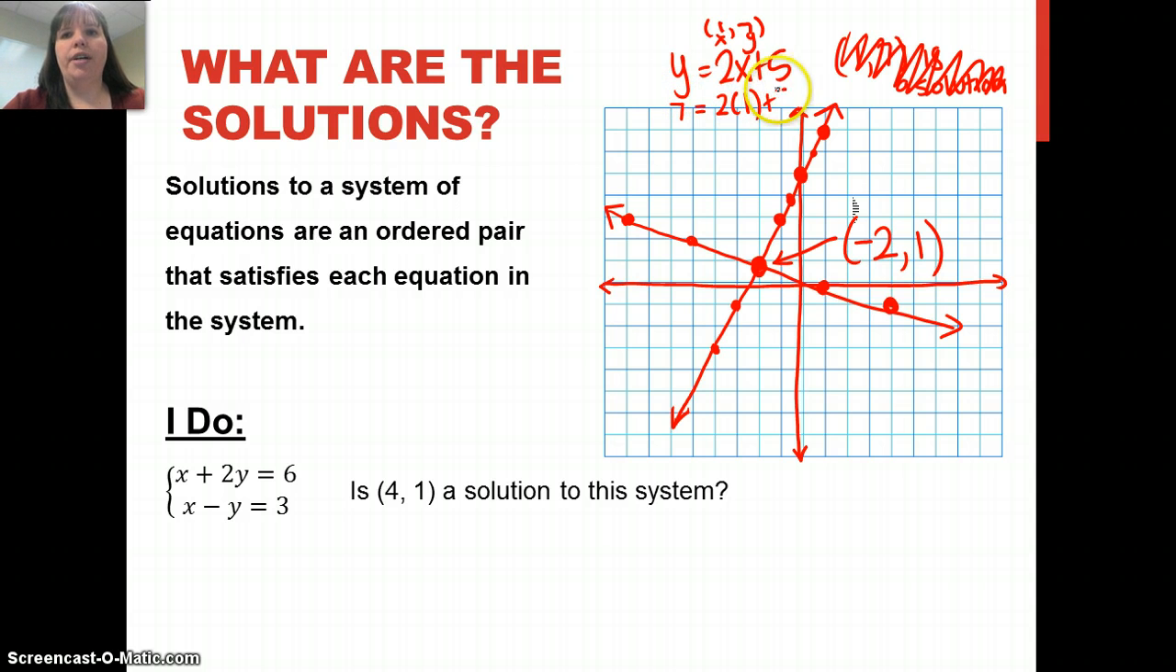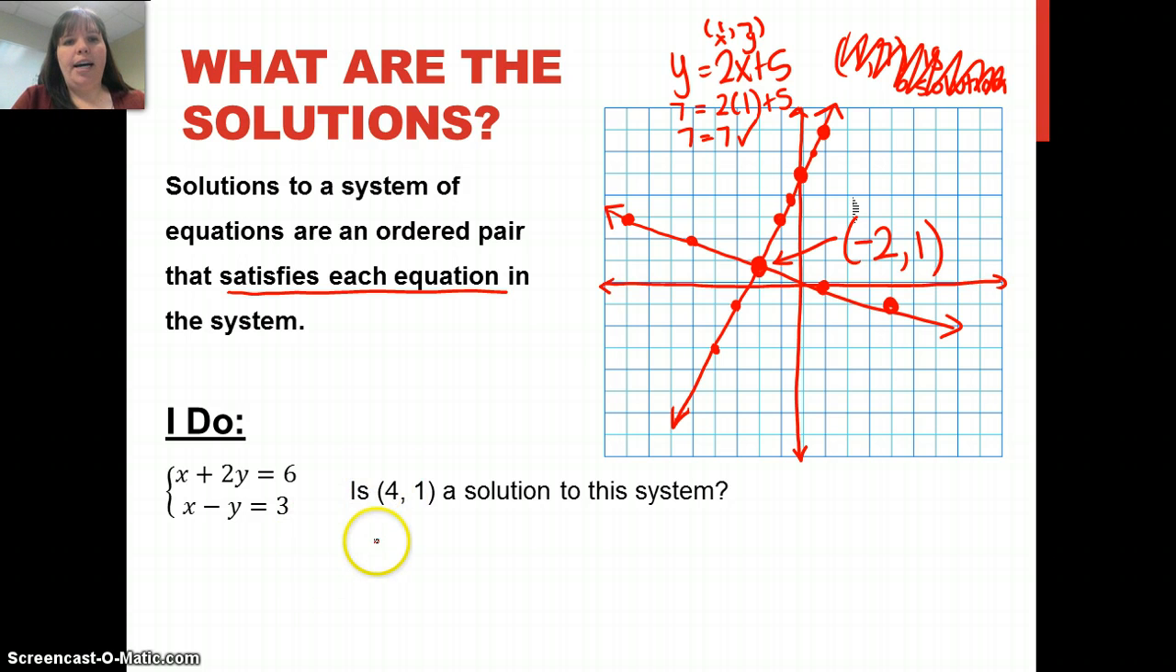So if I plug in 1 for x and 7 for y, notice I end up with 7 equals 7. That is true. If a solution is a solution to the system, not just to one equation, then it's going to satisfy each equation. So in this case, it's going to satisfy both equations.